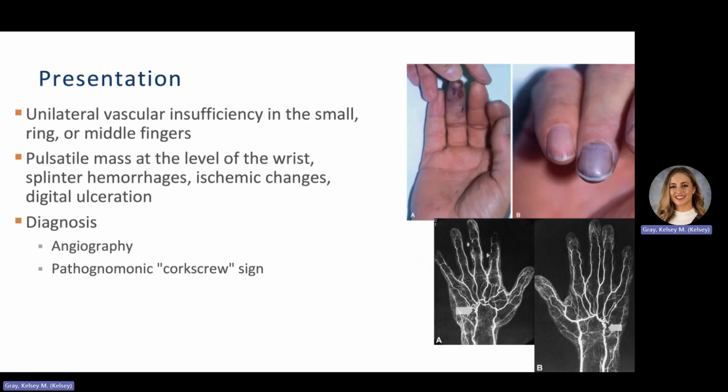Presentation would include a unilateral vascular insufficiency in the small, ring, or middle fingers. There may be a pulsatile mass at the level of the wrist, splinter hemorrhages in the nails, ischemic changes, and digital ulceration. The diagnosis can be made via angiography, and a pathognomonic corkscrew sign would be seen, as shown on the right.